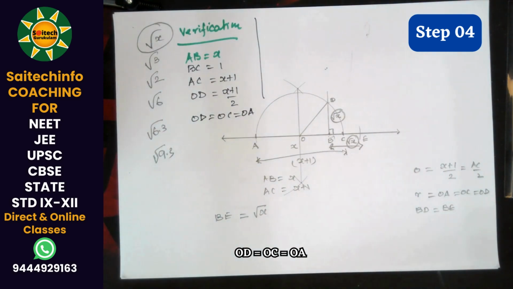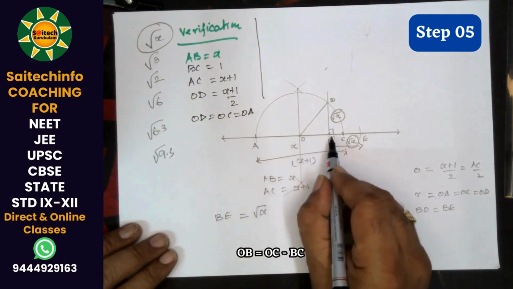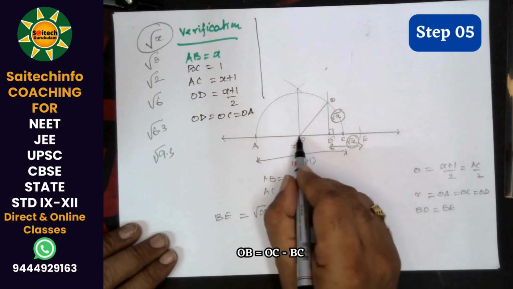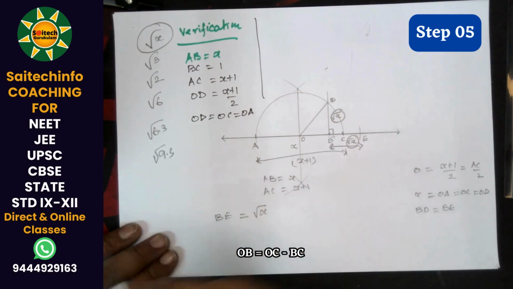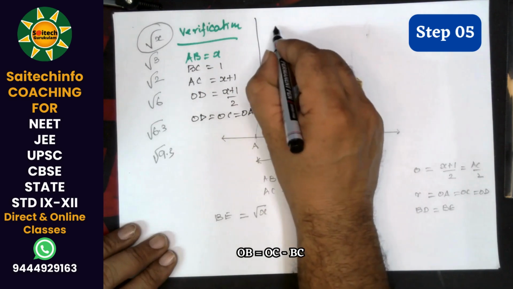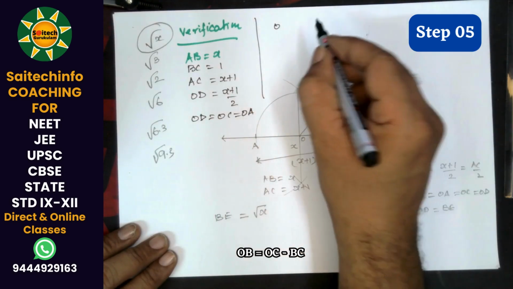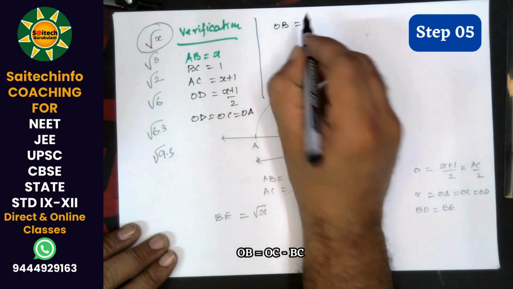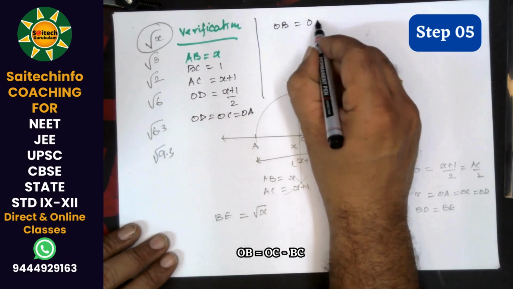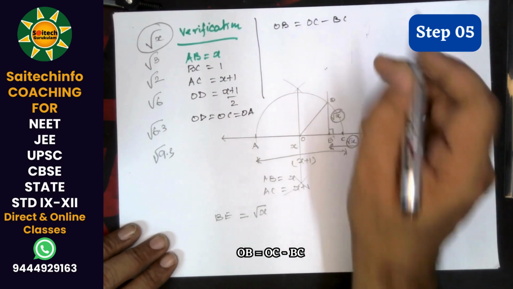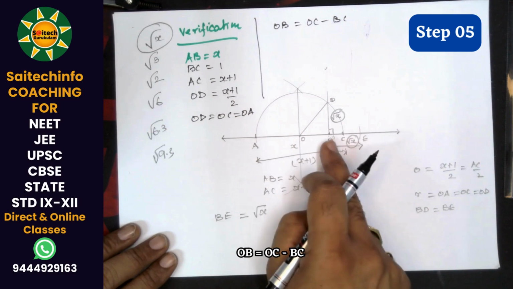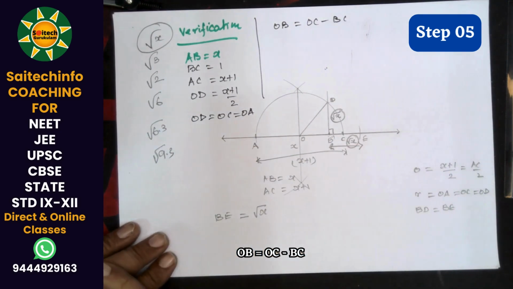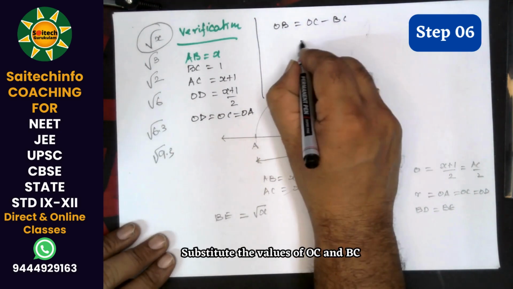Now, you know, in terms of number line, OB is equal to OC minus BC. You got it? So write down OB is equal to OC minus BC. Is it clear? OC minus BC gives OB. Got it? What is OC here? Can you tell me?